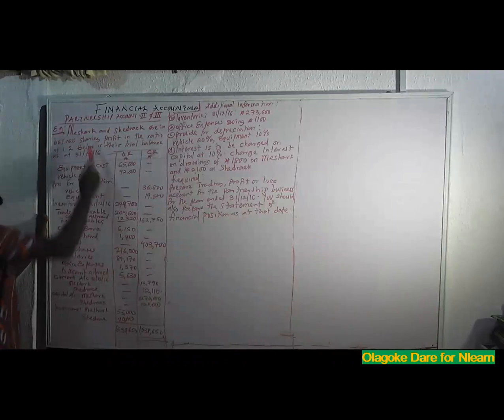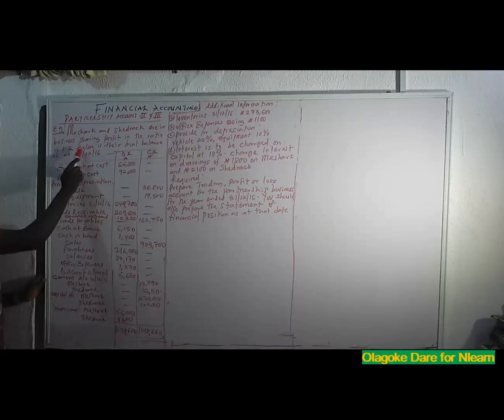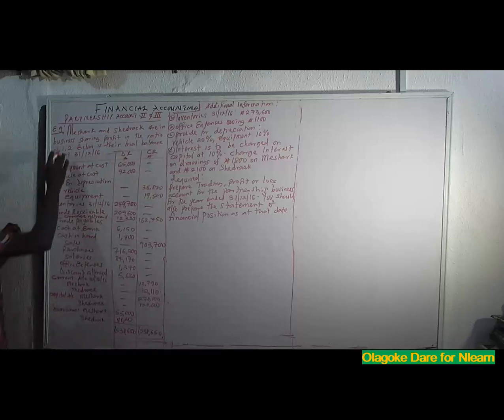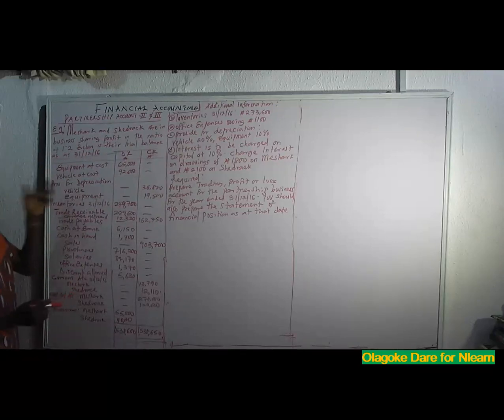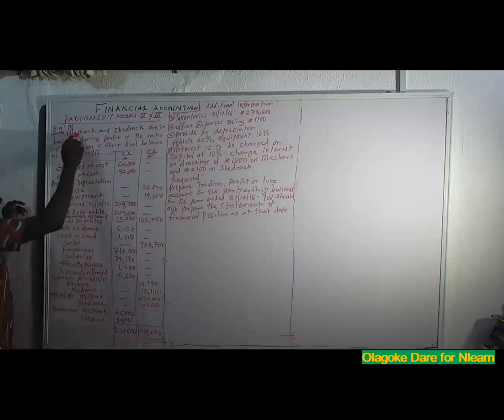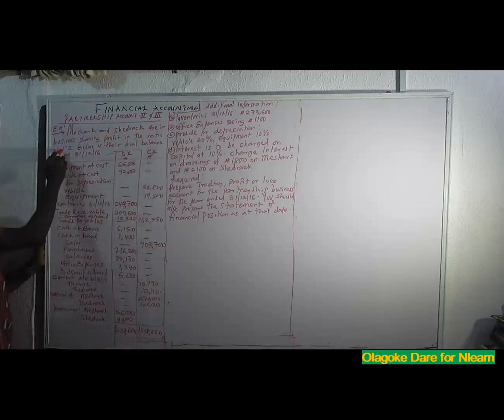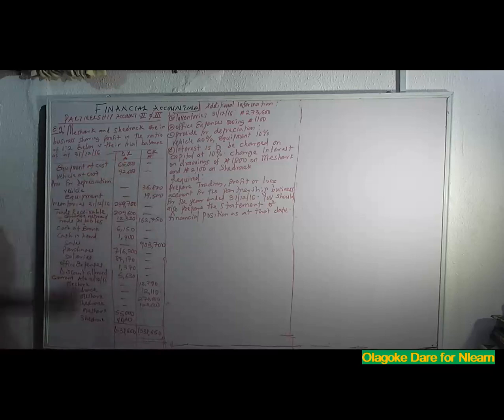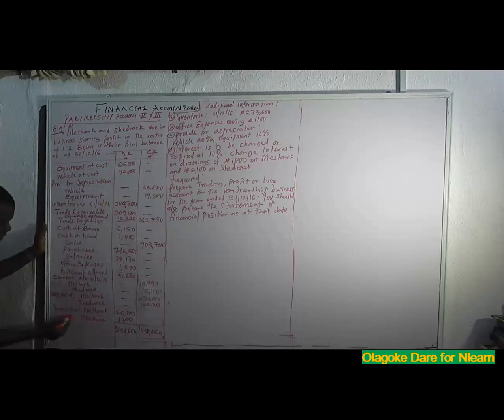We have Meshach and Shadrach in business, sharing profit in the ratio of 1 to 2. This ratio 1 to 2 is telling us the agreement of the partners Meshach and Shadrach, which means that if you are to share the profit, it must be in the ratio 1 to 2. Below is their trial balance as at 31/12/16. This is the trial balance of Meshach and Shadrach. You can see from equipment down to drawings.